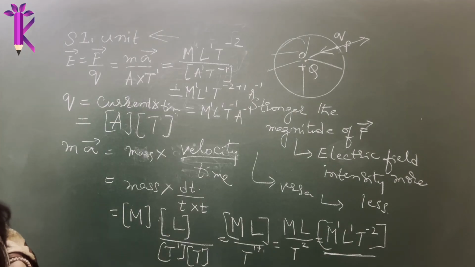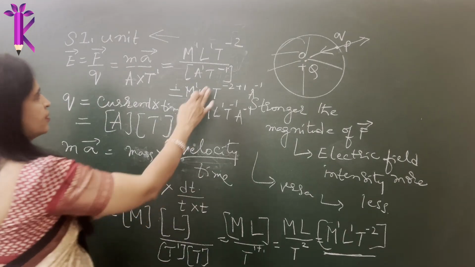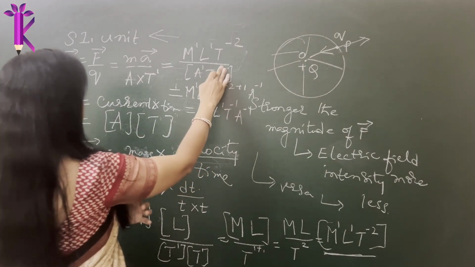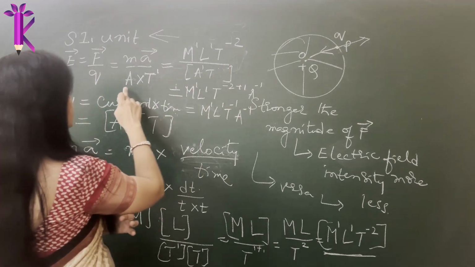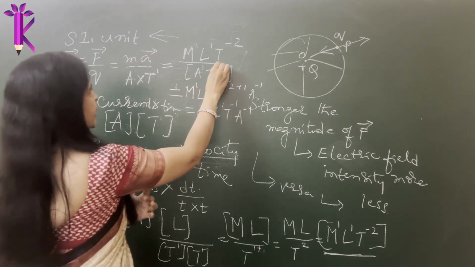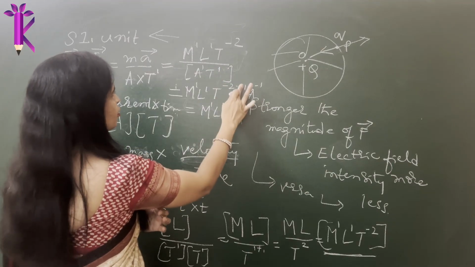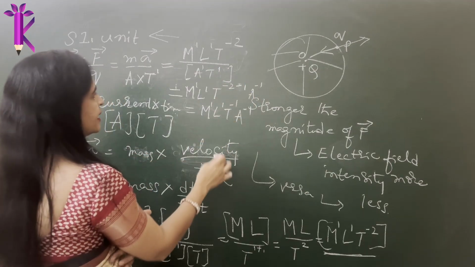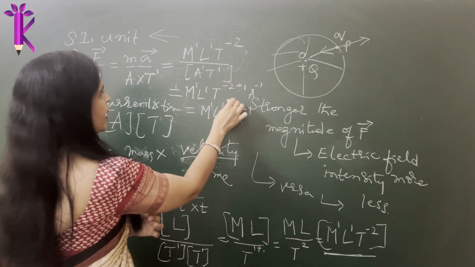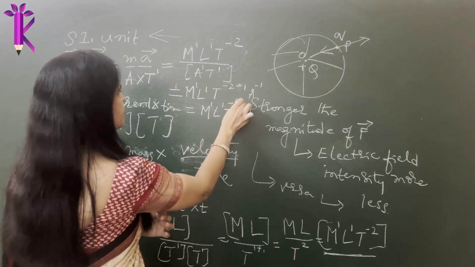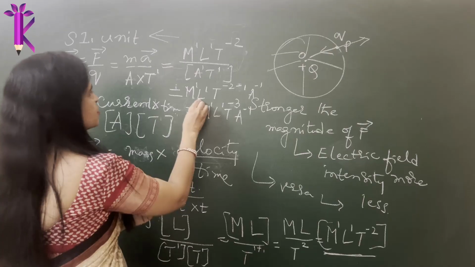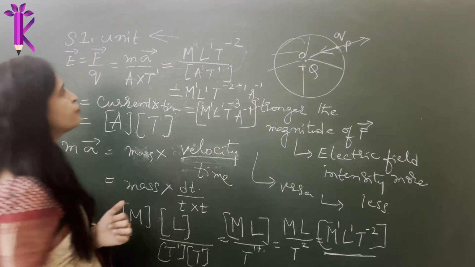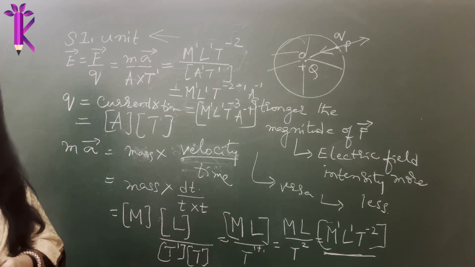Did we miss something? Oh, sorry. This was A t, right? Okay, we missed something. It was A into t to the power of 1. So when it goes to the numerator, it becomes minus 3. So therefore it is minus 2 minus 1, it has to be minus 3. So m1 L1 t minus 3 A power minus 1 is the dimension of the electric field.